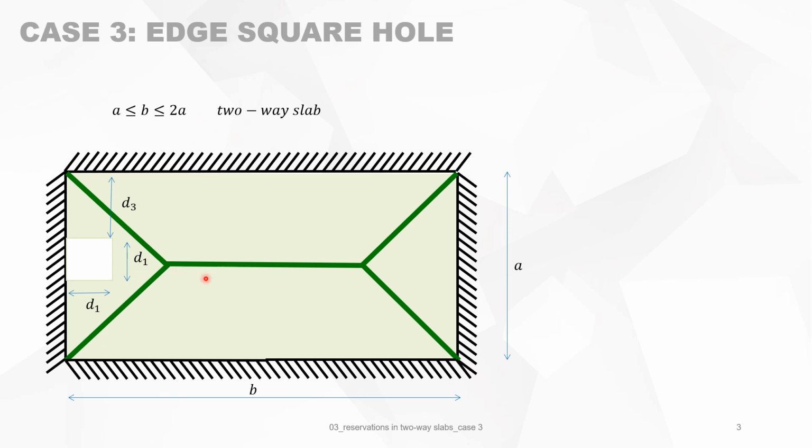We have drawn the yield lines of the slab without a hole, and now we will consider case 3 holes, which are rectangular holes not cutting any yield line. So it's just a rectangular hole coming from there to there.